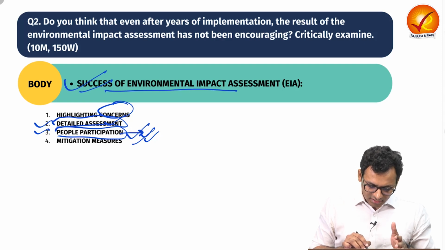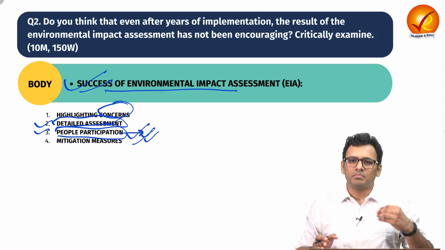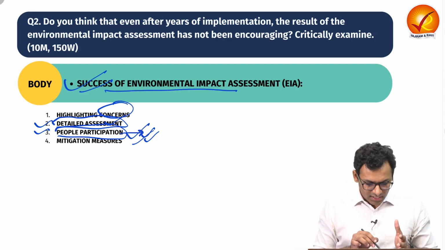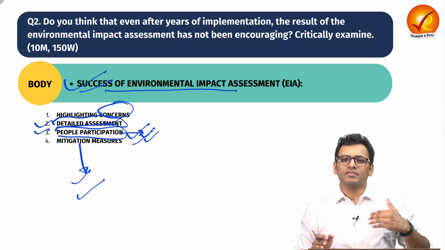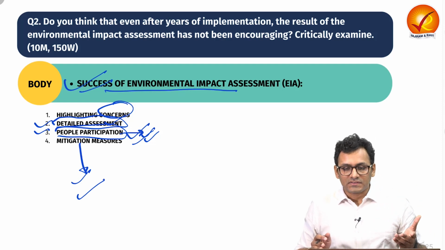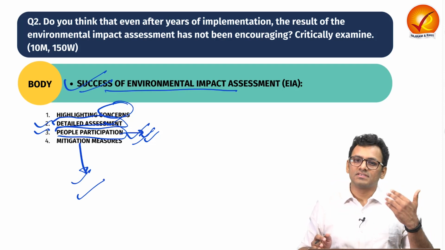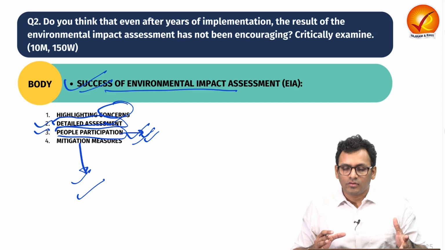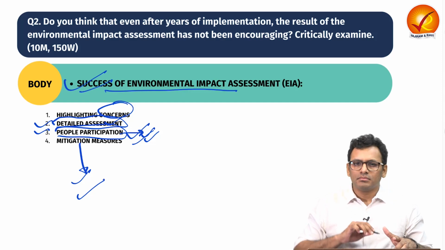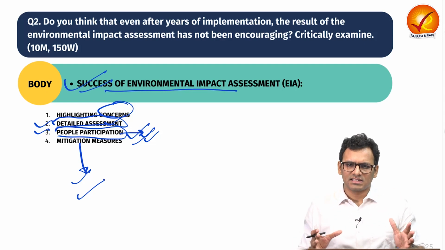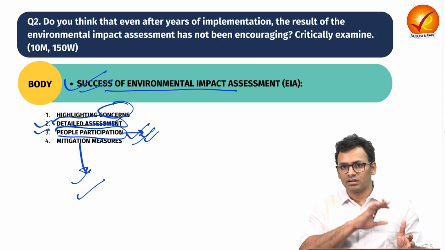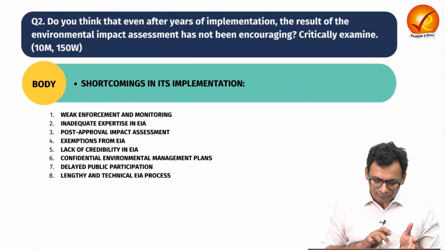So EIA has certain processes through which people can participate and raise their concern. And last is mitigation measures. Now there were many projects for which EIA gave alternatives and gave mitigation measures. So we have seen how with respect to planning of Konkan Railway, there were certain mitigation measures that helped the entire environmental impact assessment program. So that is something you can write in the successes of EIA.